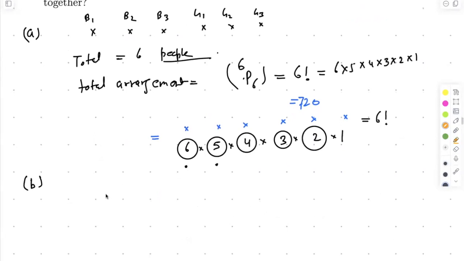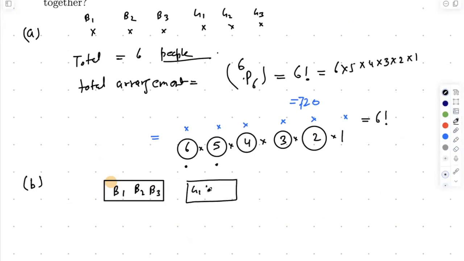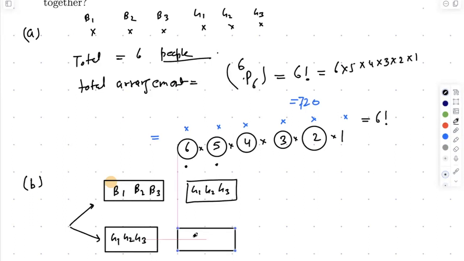So see, there may be a possibility that these are the boys, B1, B2, B3, sitting together, and these are the girls, G1, G2, G3. This may be one possibility. The other possibility may be that the girls sit at the first place, G1, G2, G3. The question is a sitting arrangement in a row, and after them there is an arrangement for the boys, B1, B2, B3. These are the only two possibilities, nothing else.